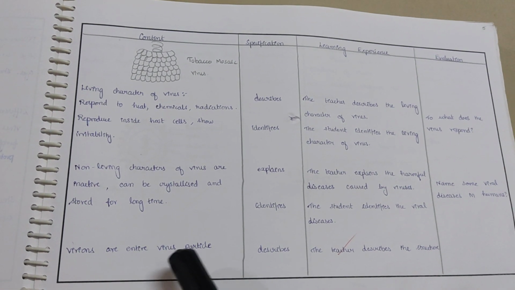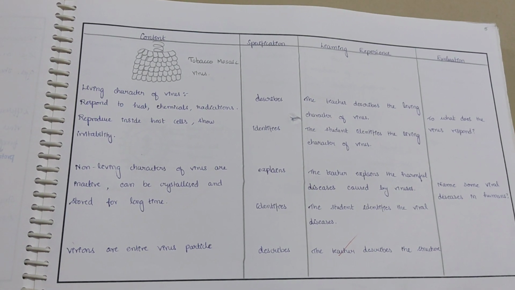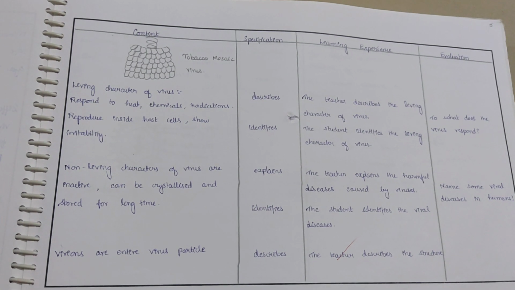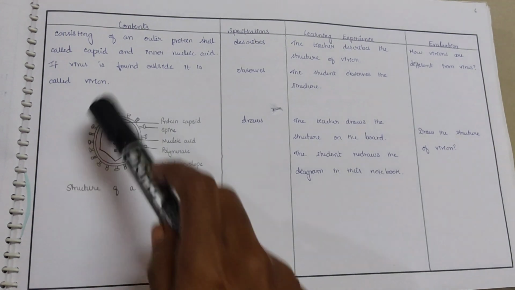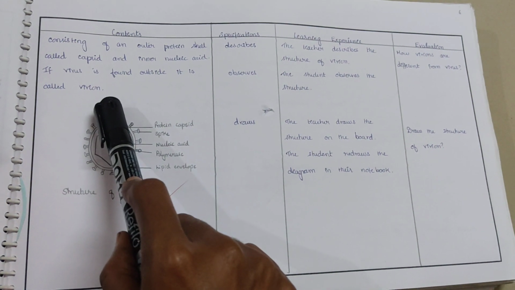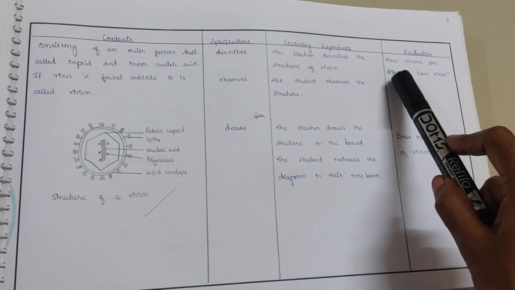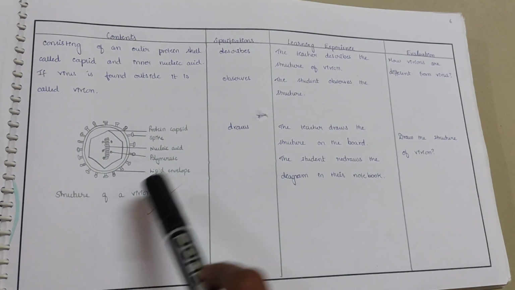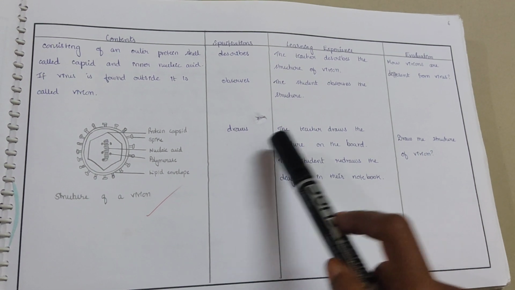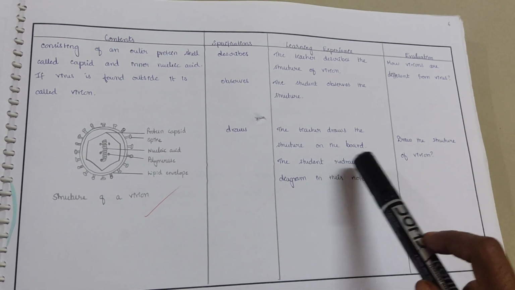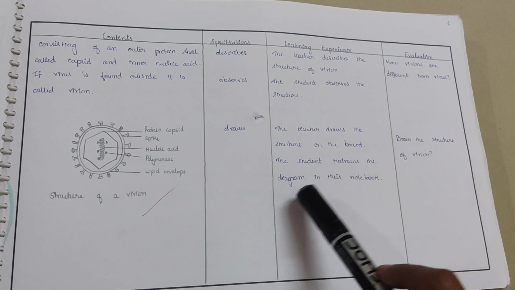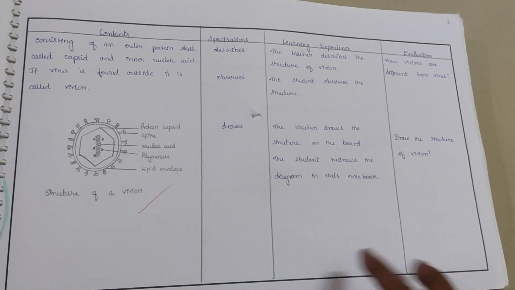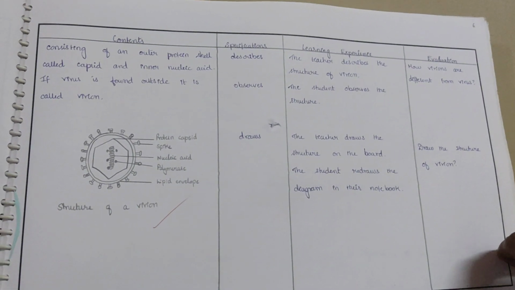Next, virions are entire virus particles. Here the teacher is describing the structure of virions. She explains about the structure of virion completely and asks a question to evaluate it. Then she draws the structure of virion, and here you can write it as draws. The teacher draws the structure on the board. The student redraws the diagram in their notebook. Evaluation part will be: draw the structure of virions.